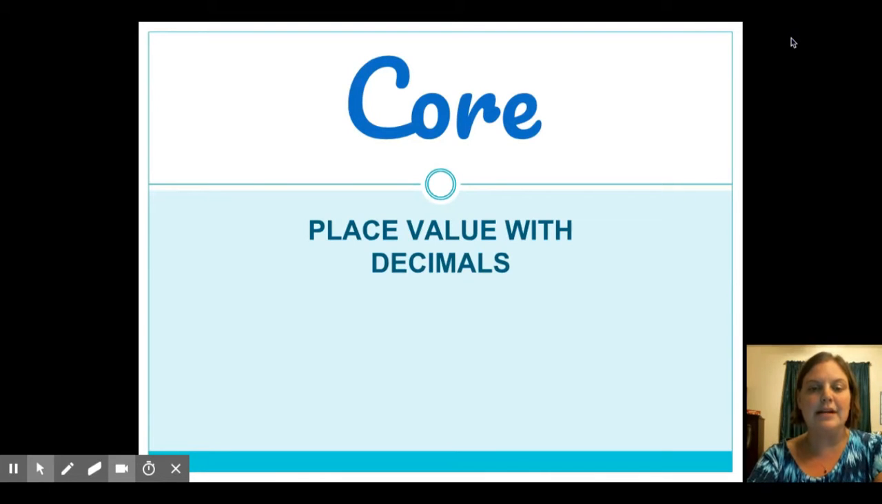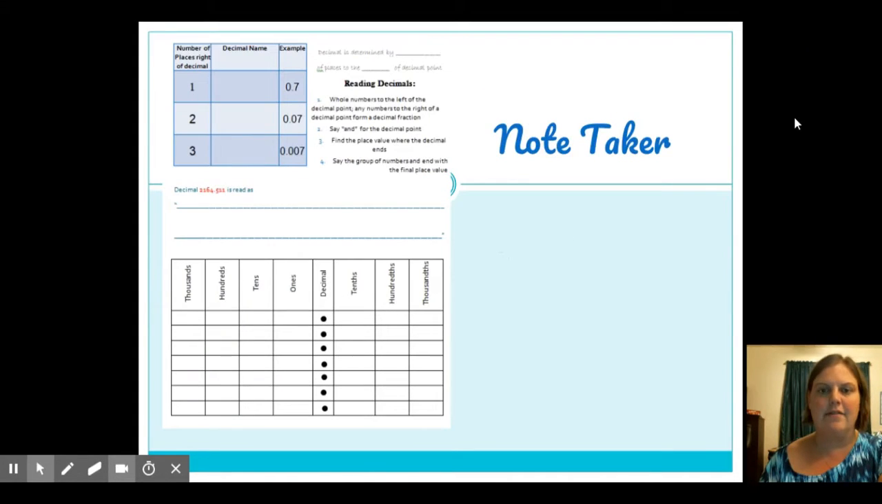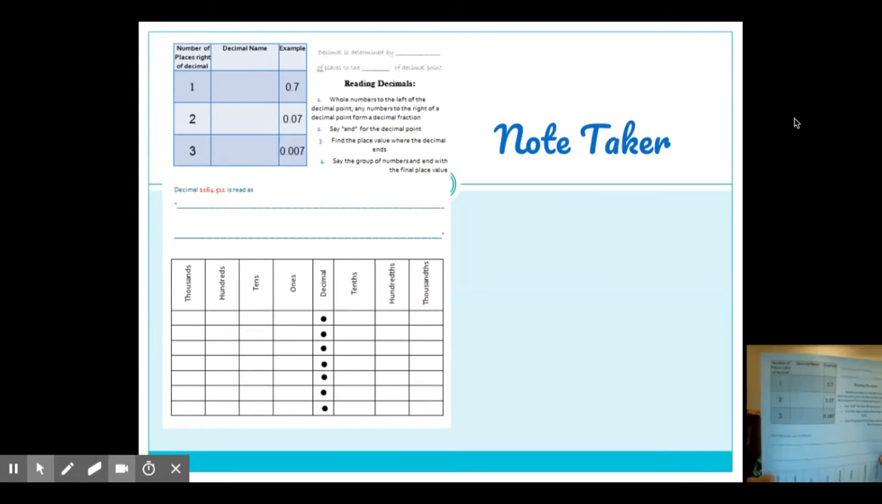We are going to look at place value with decimals today. So you need to have your note taker handily available. It's going to look like that. Here is a picture of mine as well. Make sure you get that ready and you're ready to go with that.